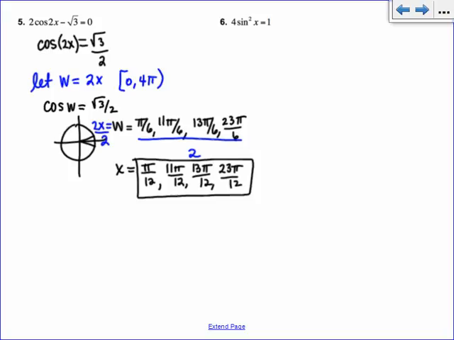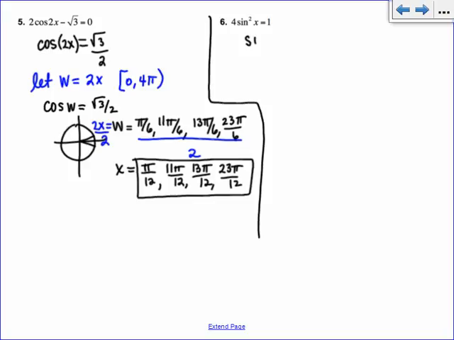So the last thing I always do whenever I have one of these where I had to double the interval and then have everything at the end, I just make sure I didn't go over 2 pi at the end. So 23 pi over 12, that's the biggest one I have. Is that less than 2 pi? Yeah, we're good. So we know that we did it correctly. All right, number 6.